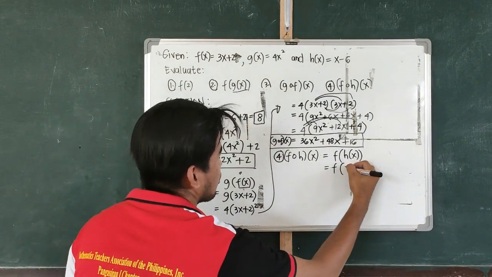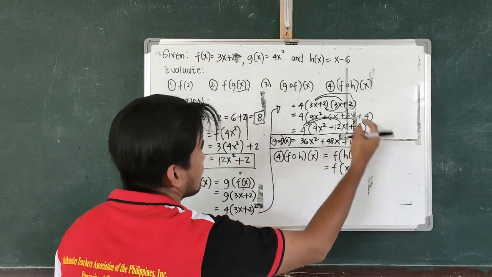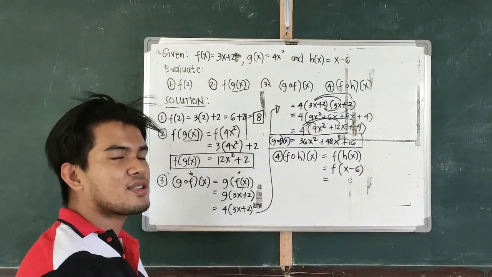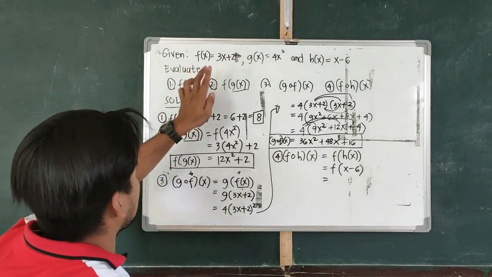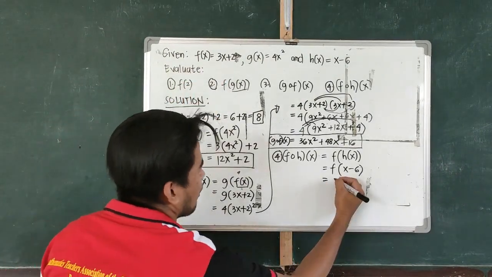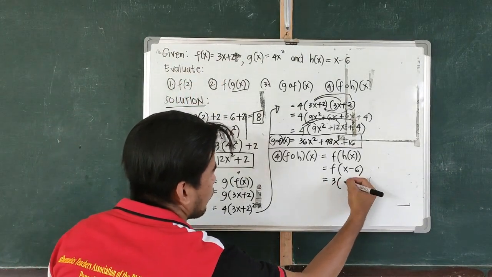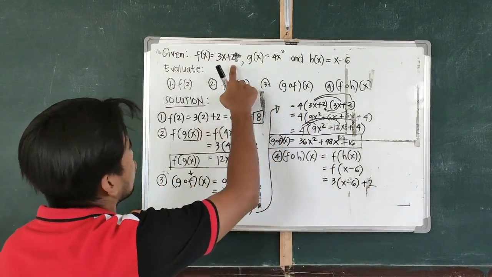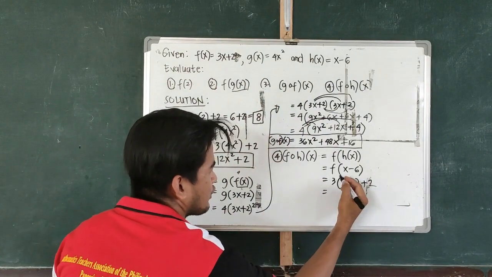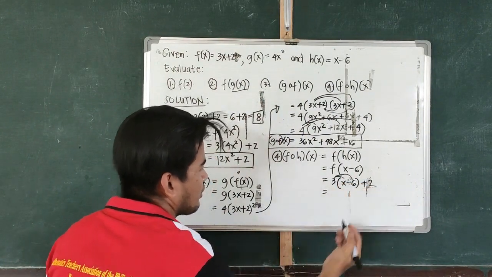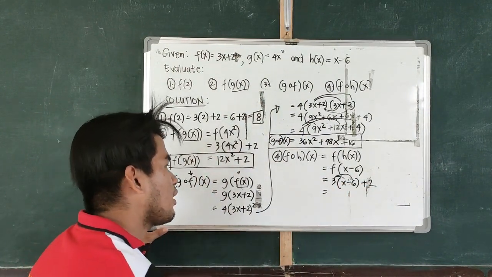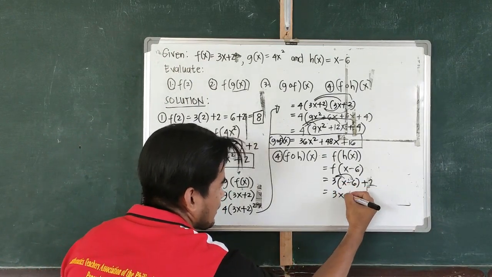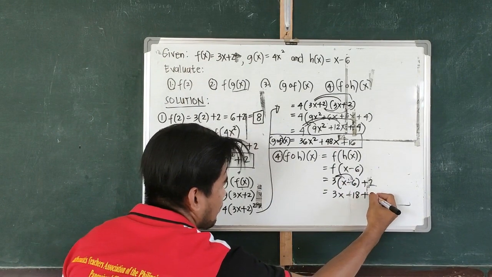H is equivalent to x minus 6. Yun o, x minus 6. So yan ngayon, yung isa-substitute natin sa x ni f. So we have 3, then we copy this one, x minus 6, then we copy positive 2. Distributing 3 here to all the terms of the binomial, we have 3 times x is 3x, 3 times negative 6 is negative 18, then we bring down positive 2.